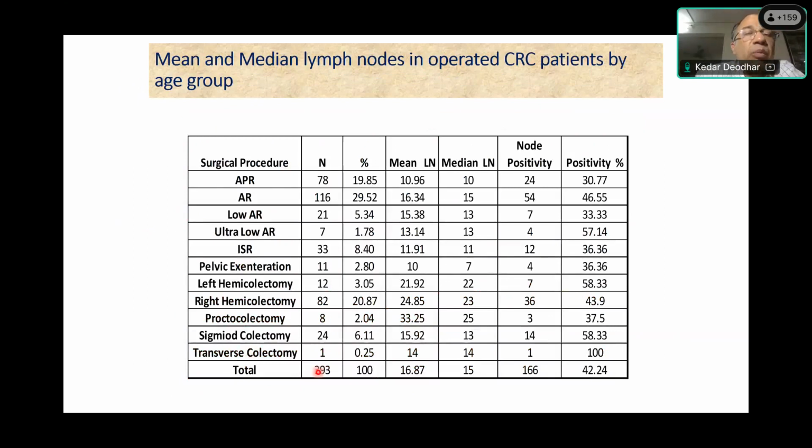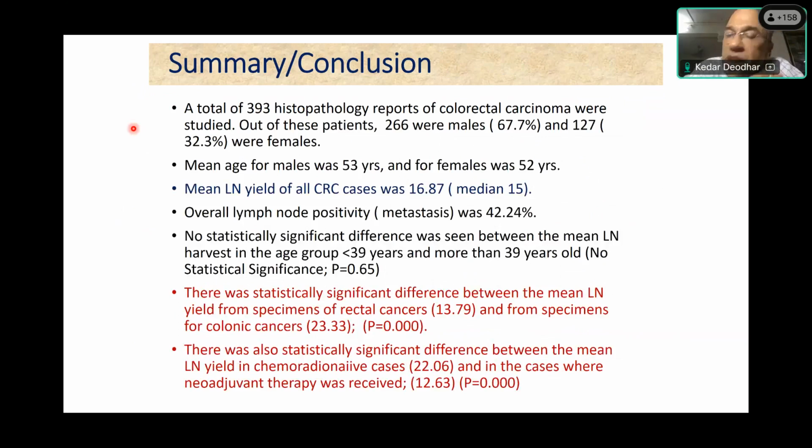And if we come to the last summary or conclusion slide of this particular audit, we found that the mean age was 53, mean lymph node yield compared with all colorectum was 16, median was 15. Overall lymph node positivity was 42%. So if we refer to our previous audit, which was 3 years old, that overall positivity was 44%. So this is somewhat similar.